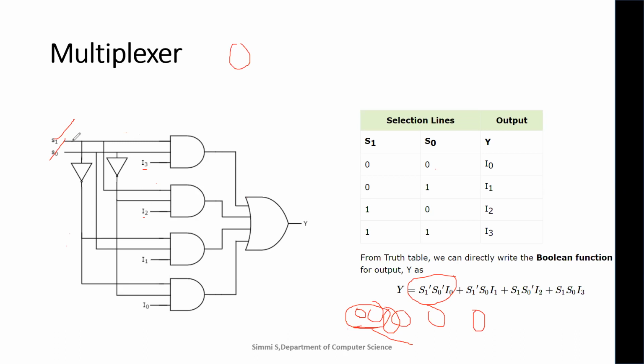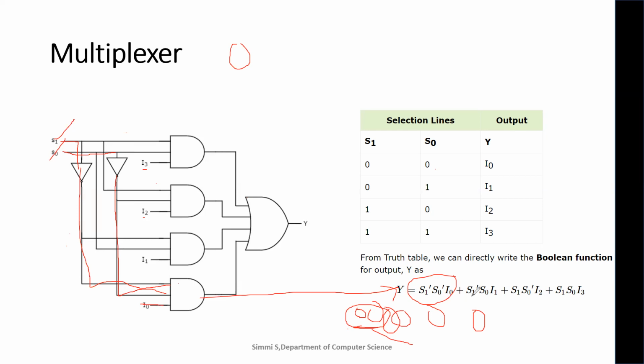So for S1 dash, this input we have to pass to this NOT gate, correct? So it is passed to the NOT gate, and here it is. Now after that, we need S0 dash, correct? So S0 is here, and again it is passed through a NOT gate. Then we will be getting S0 dash. That's also passed through an AND gate. After that, the third input I0 is also passed through this particular AND gate. And here we will be getting this equation for I0.